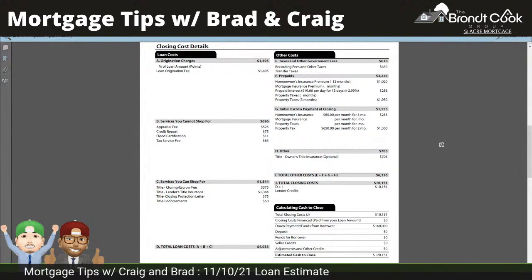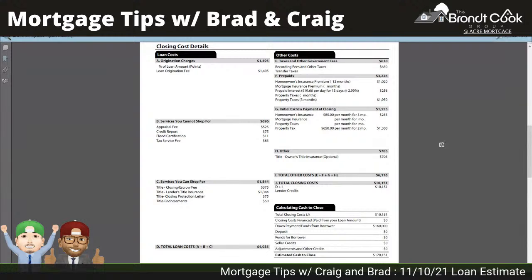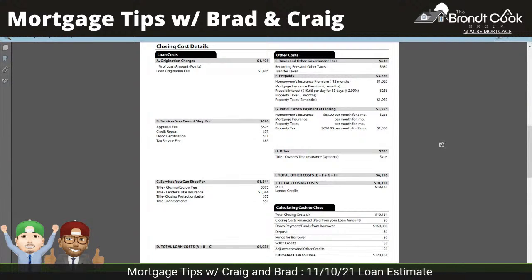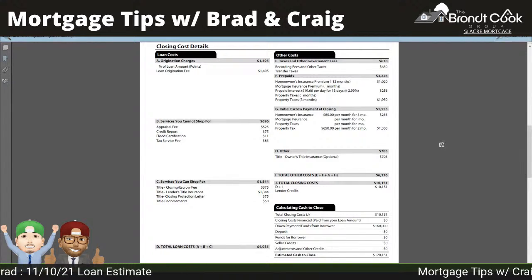So I don't know if you want to add anything. Yeah, well, I was going to say, and that goes to, just in case, that's Section C, that's Section E, and that is Section H. So you'll notice in Section E, there's recording fees and transfer taxes, which are kind of title related. And then you have Section H, which is your title for the owner's title insurance, which is optional.